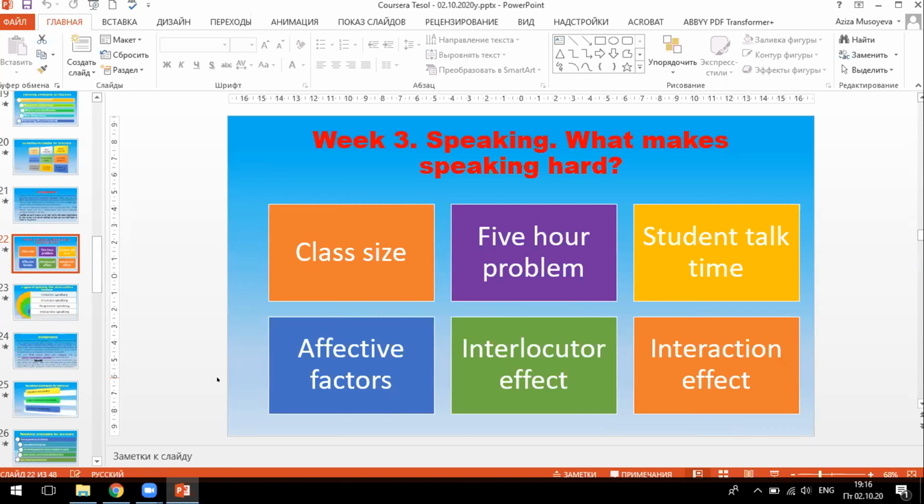That's why it's not enough for them to be fully exposed to all the skills, learn all the skills, or be good at all the skills. That's why it's talking about the shortage of class time and student talk time.